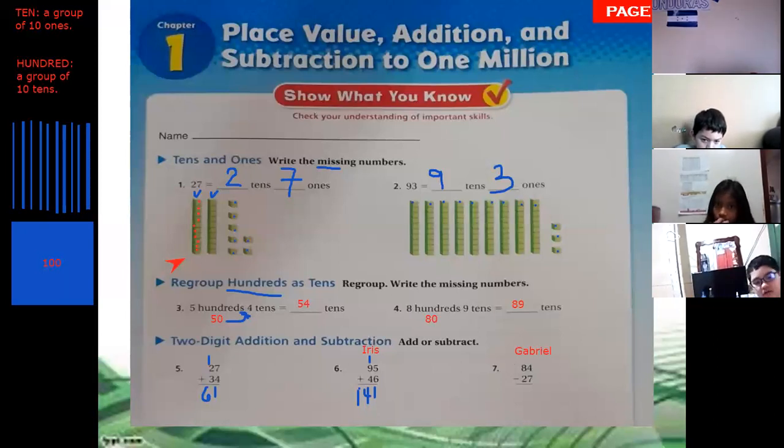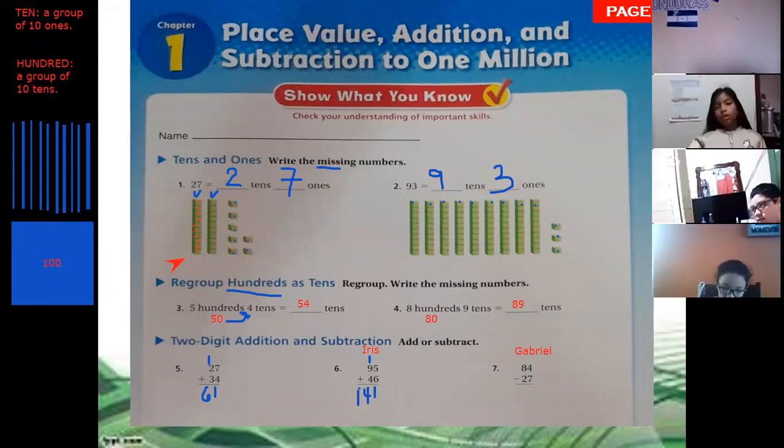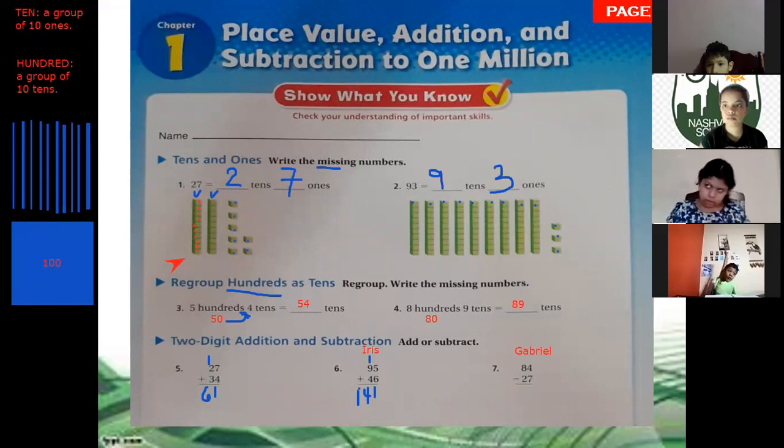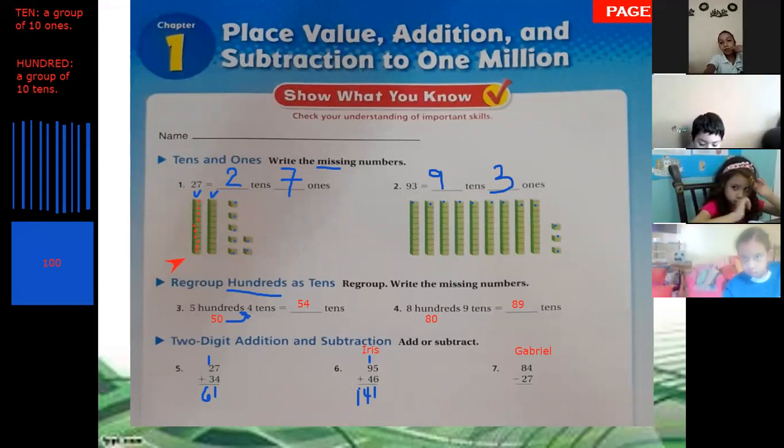Is it possible? Tiene 4. You have only 4. So you're going to subtract 7. Is that possible? Gabriel? Show me your finger.